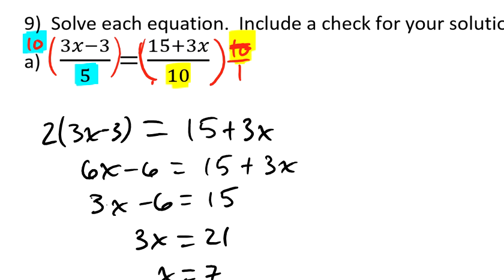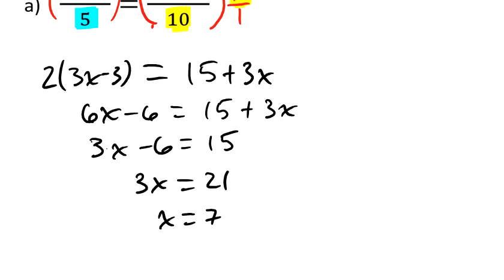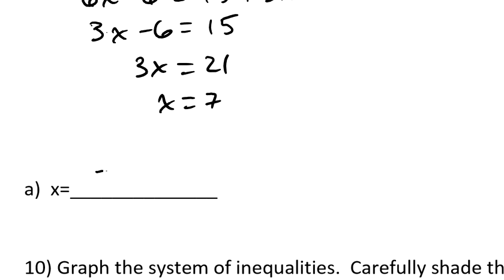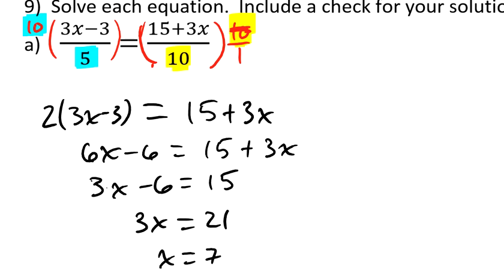And as convincing as that may or may not look, it's not until you plug in the value and check that it works that it actually works. So I suggest grabbing a calculator and just quickly evaluating the left-hand side and the right-hand side. And I believe that both sides end up being equal to 3.6 when you plug in 7. So for part A, x is 7 is our solution.